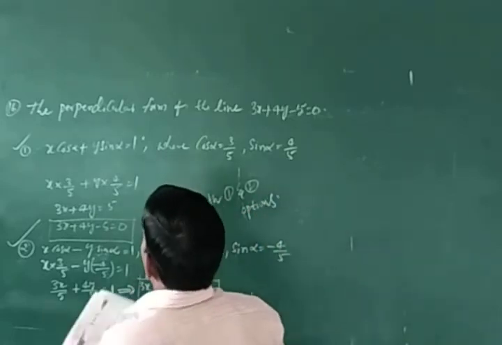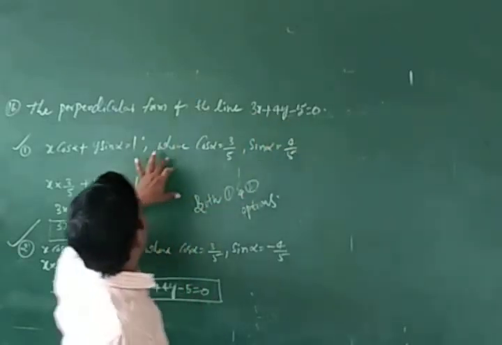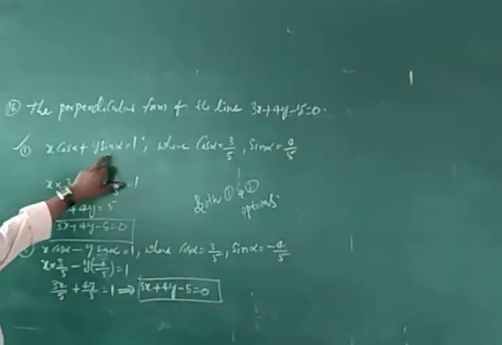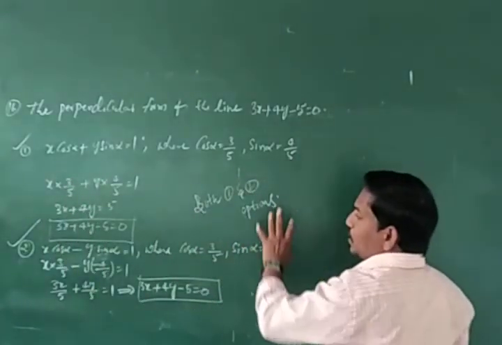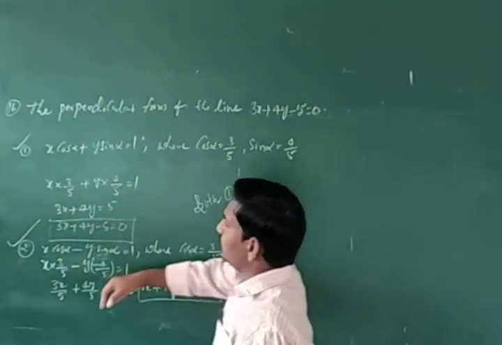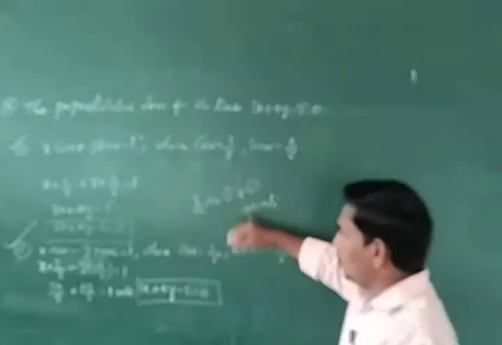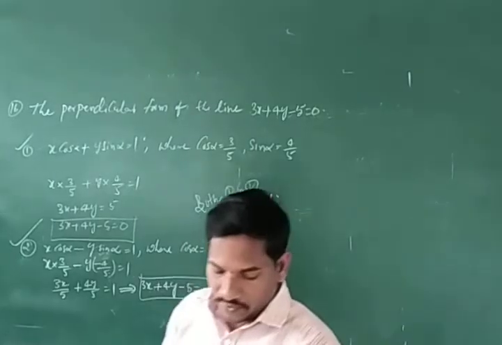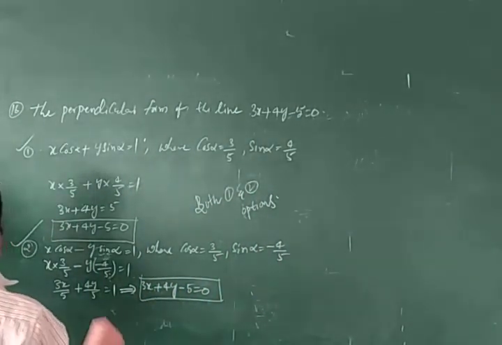So the perpendicular form of the line 3x plus 4y minus 5 is x cos alpha plus y sin alpha equal to 1, where cos alpha equal to 3 by 5 and sin alpha equal to 4 by 5. After substituting, two options satisfy the given perpendicular form. So both are correct. Next.